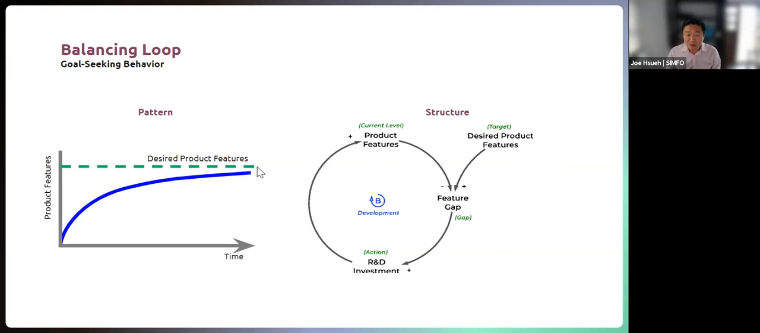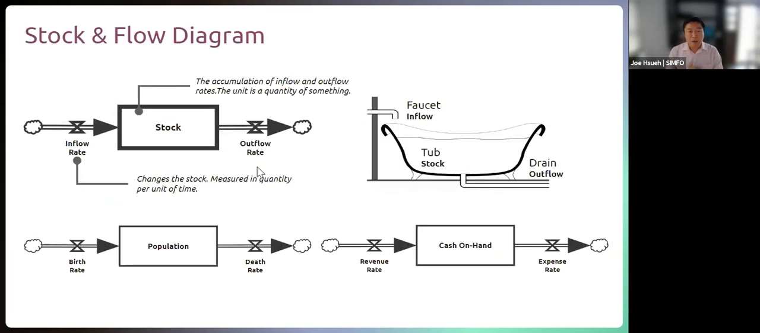So mapping is not just about mapping, so this is related to that. It's also mapping the underlying causal dynamic that's responsible for the big dynamic behavior. Lastly, I also want to share another language in system dynamics called stock and flow diagram.